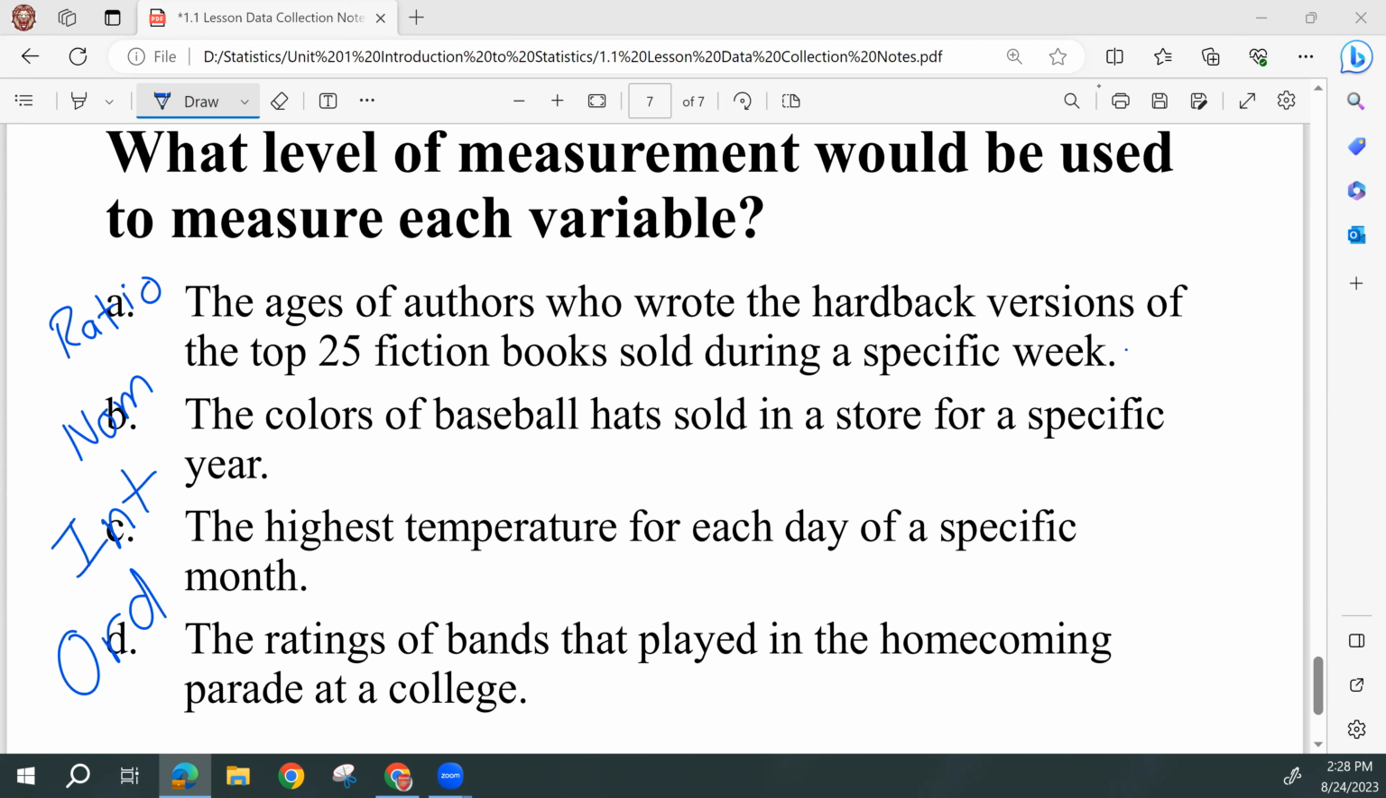Temperature is at an interval level like we discussed before. There is no true 0 for temperature. And the ordinal level for the last one is actually the example I used. I must have been thinking of this example when we have the ratings of these bands playing. There is a way to order them or rank them from best to worst.